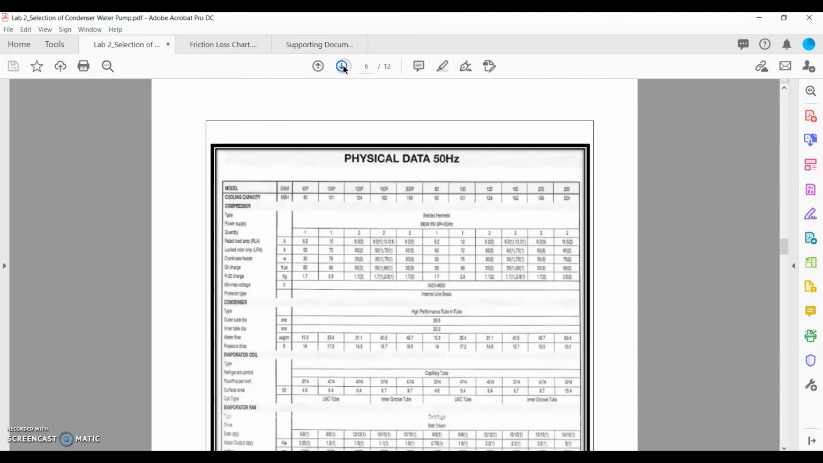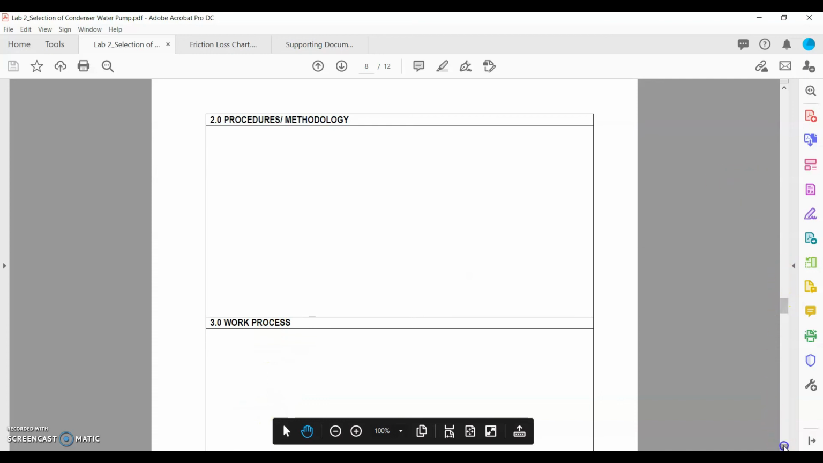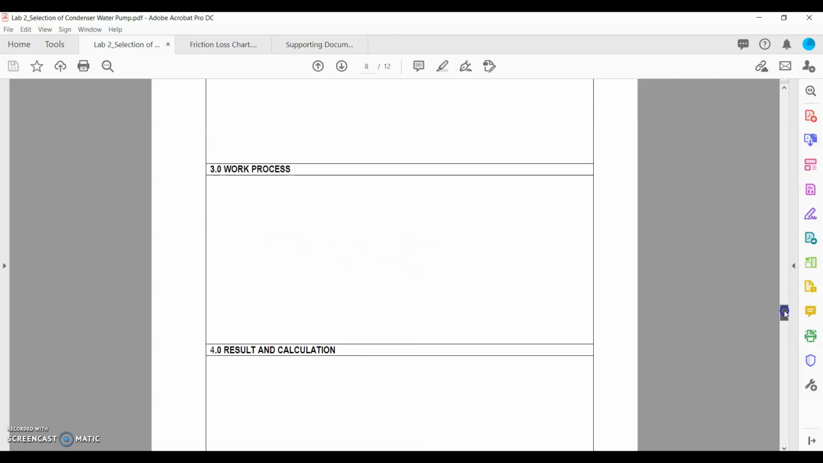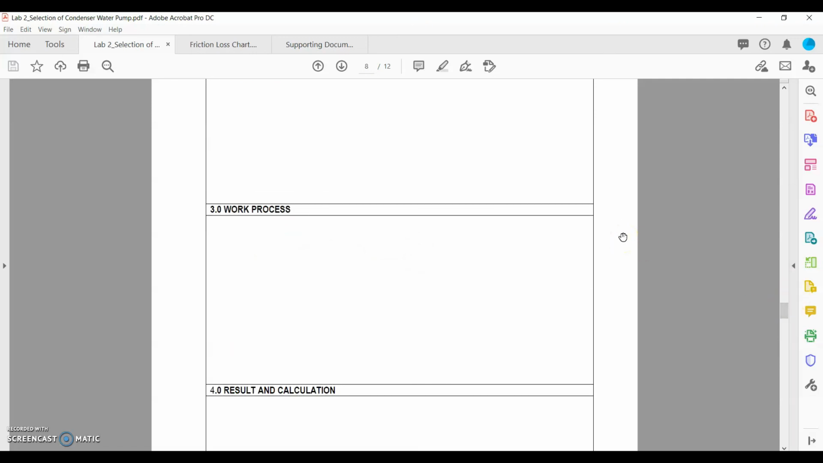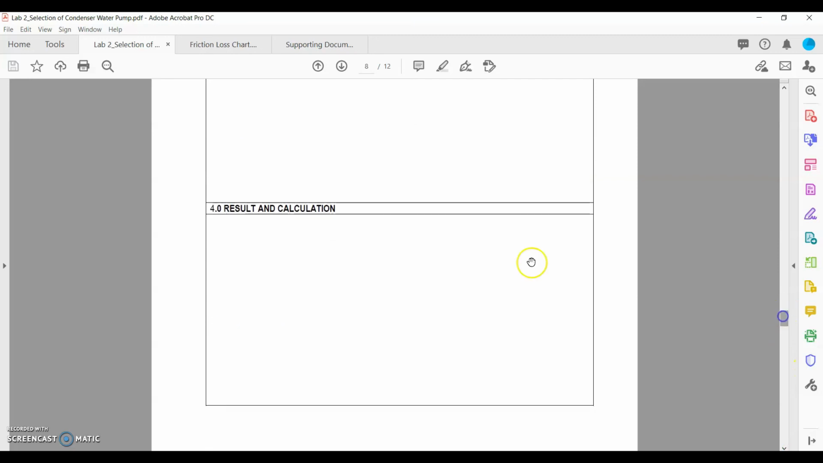For this, you just fill in the procedure method: how to run the water cool package unit step by step, and the work process to select the pump. You need to do it step by step. So first, what are you doing? For example, first, establish the piping design, and second, and so on. Any additional info you just put here, so that I can mark it and give better marks. And the results and calculations you just put here.